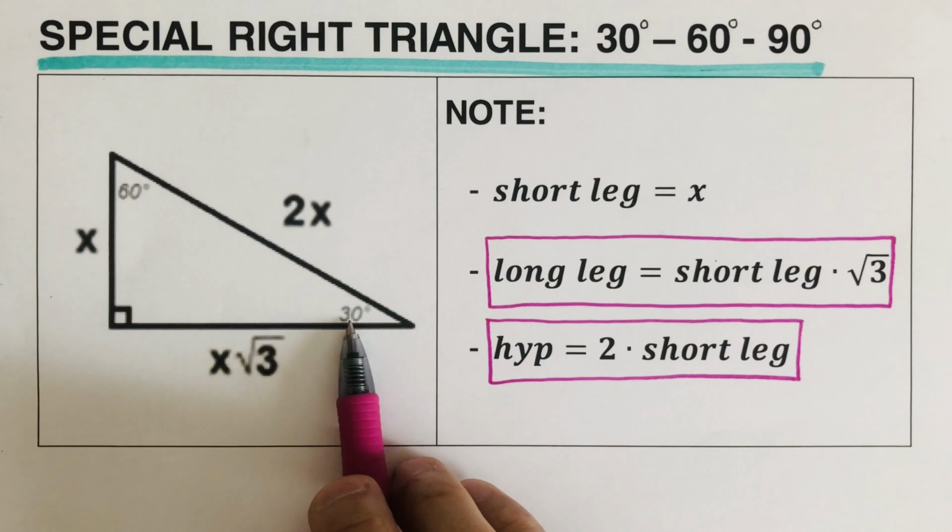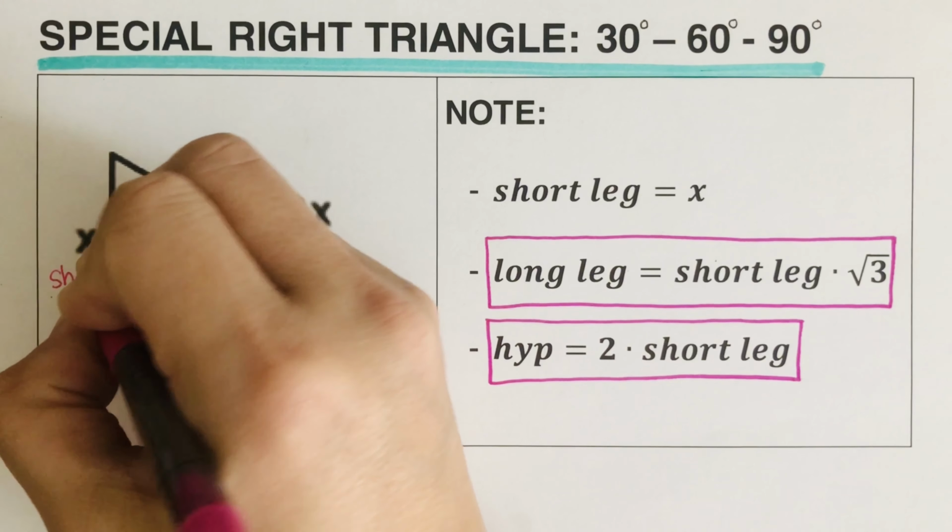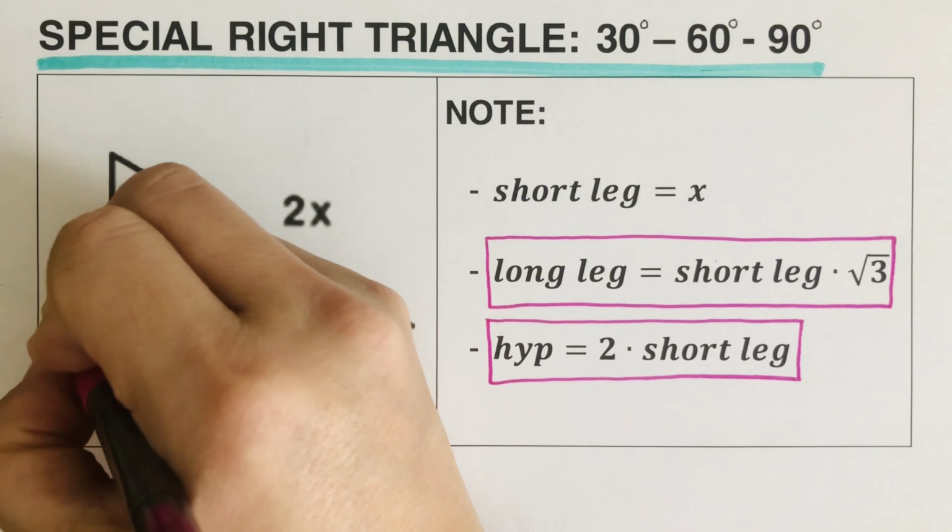So these are the first things that we need to remember. First, across the 30 is the short leg. So we will call this the short leg. And then across the 60 is the long leg. So there are two types of legs for 30, 60, 90, the short and the long. And then this one right here is the hypotenuse.